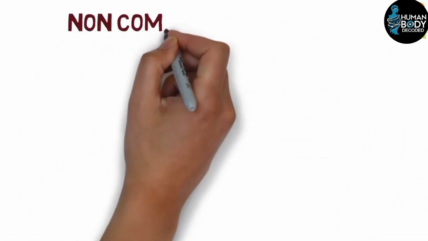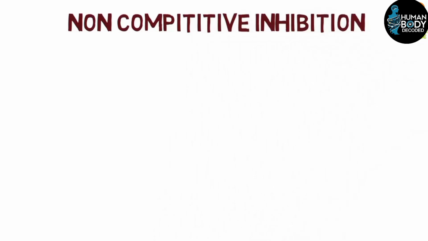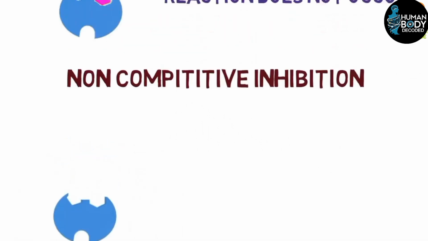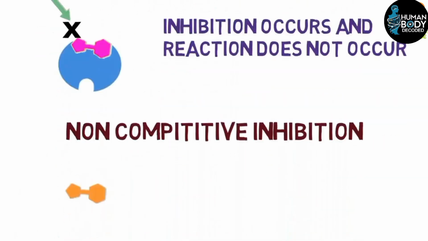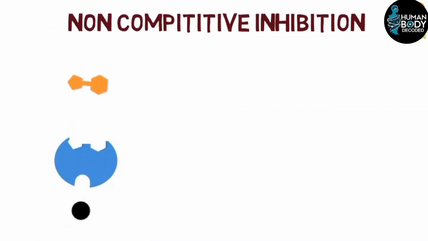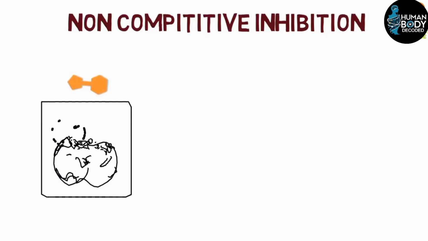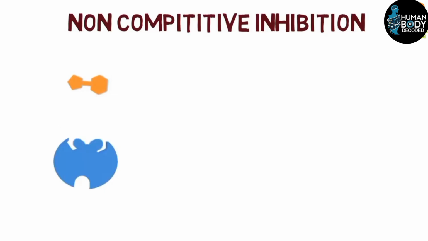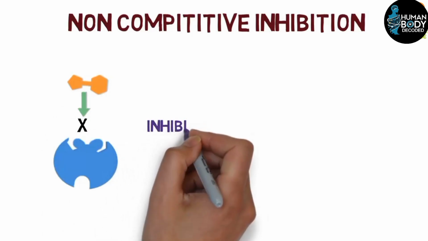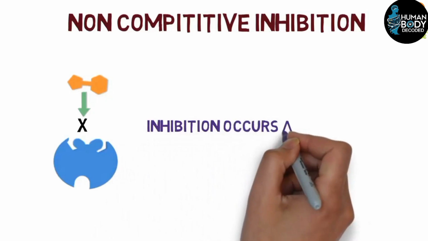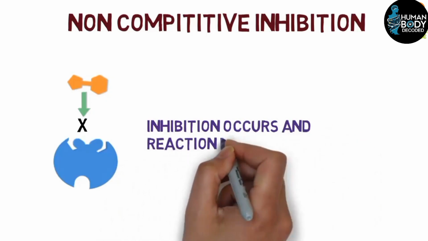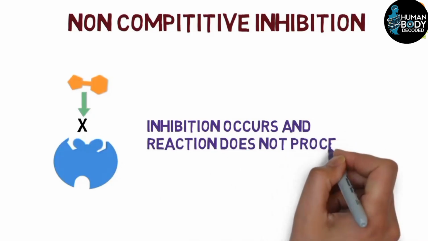Now let's discuss non-competitive inhibition. How does non-competitive inhibition occur? Here is the enzyme, and here is the substrate. This black structure here is the non-competitive inhibitor, which fits into the allosteric site. As soon as it fits, the shape of the enzyme changes, which prevents the substrate from fitting into the active site. Since it cannot fit, enzyme activity stops. Inhibition occurs again, and this type of inhibition is called non-competitive inhibition, preventing the enzyme from proceeding further.